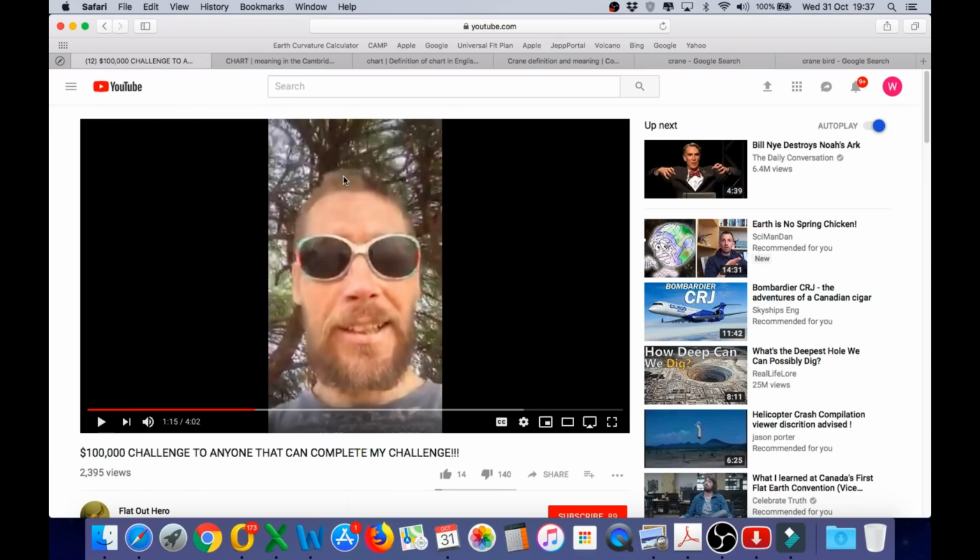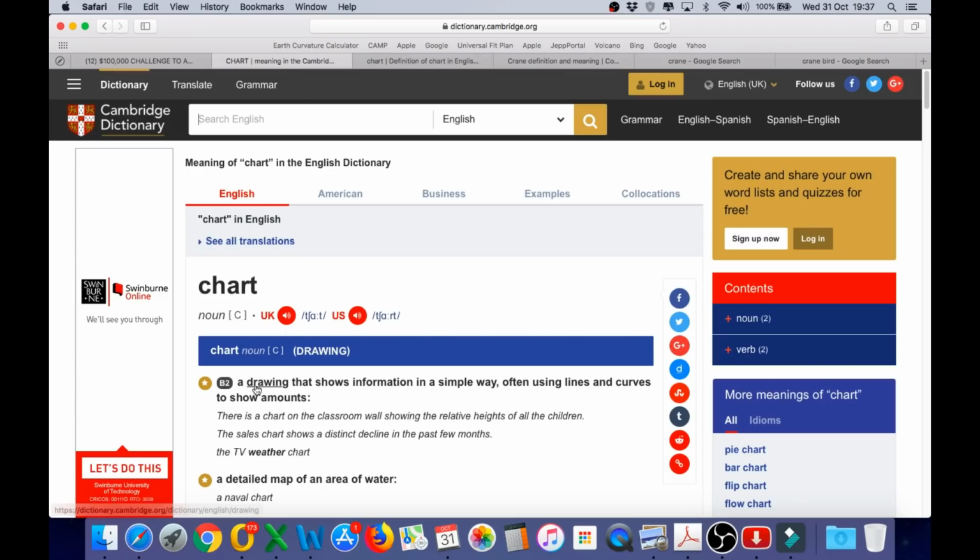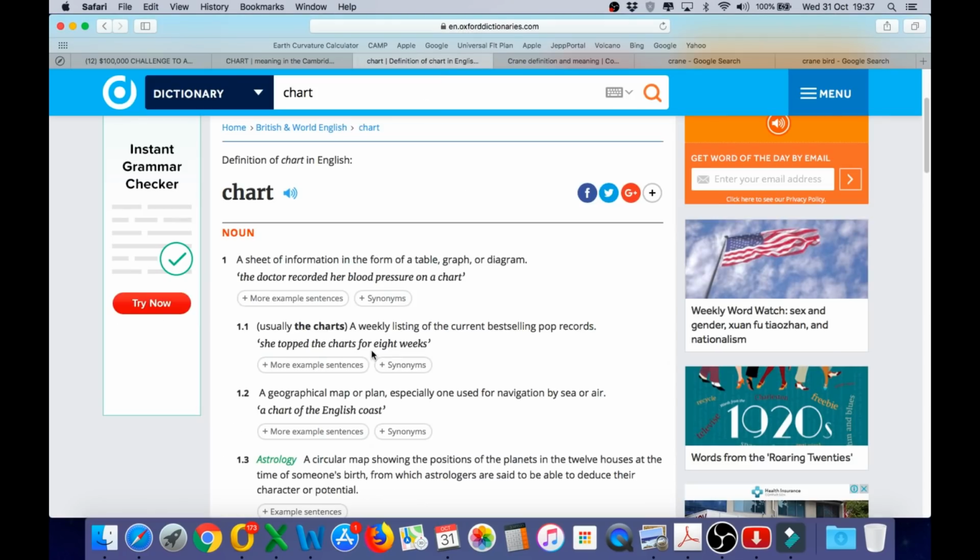Our friend Flat Out Hero is hiding behind a different definition, and that is incorrect because my ForeFlight app is absolutely 100% a chart because it is a geographical map or plan, especially one used for navigation by sea or air. Let's take another look at it.